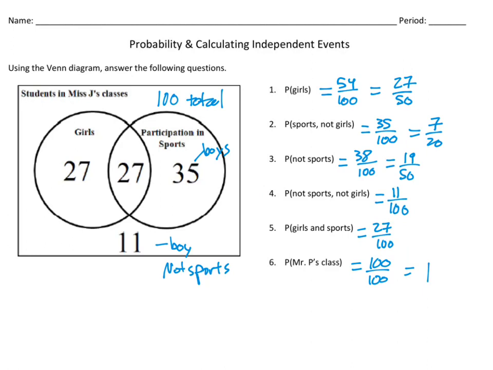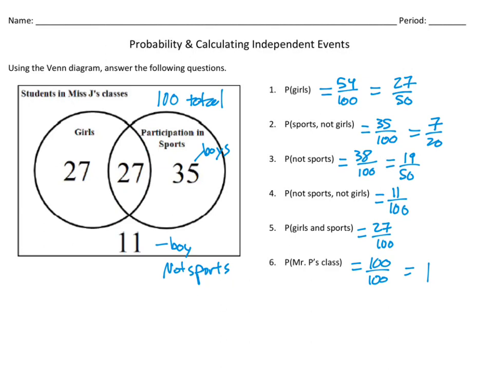These three are actually a little bit easier than the ones above it if you can read your Venn diagram. So this one is probability of not sports and not girls. That means boys not doing sports, which is just this group here, right? Not girls is all of this, and then this is the sports part, and so you take that part out. You got the 11 out of 100 there. The next one is girls and sports, which is conveniently the middle of our Venn diagram.